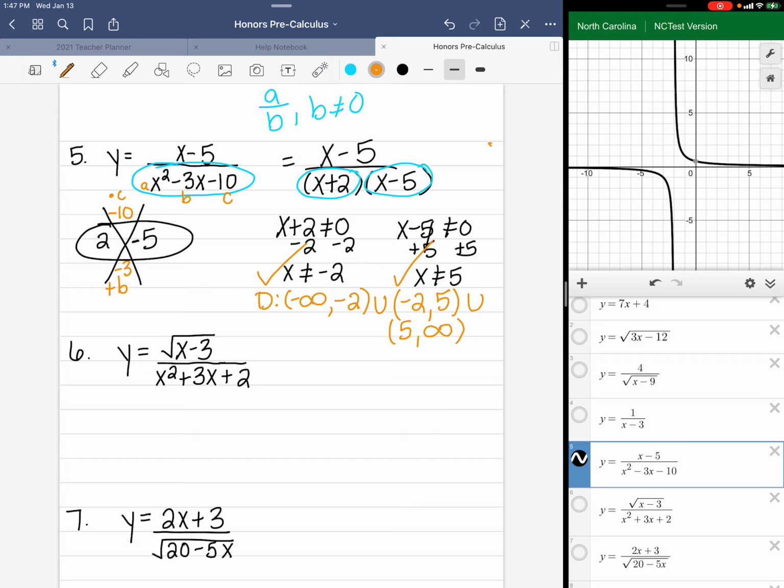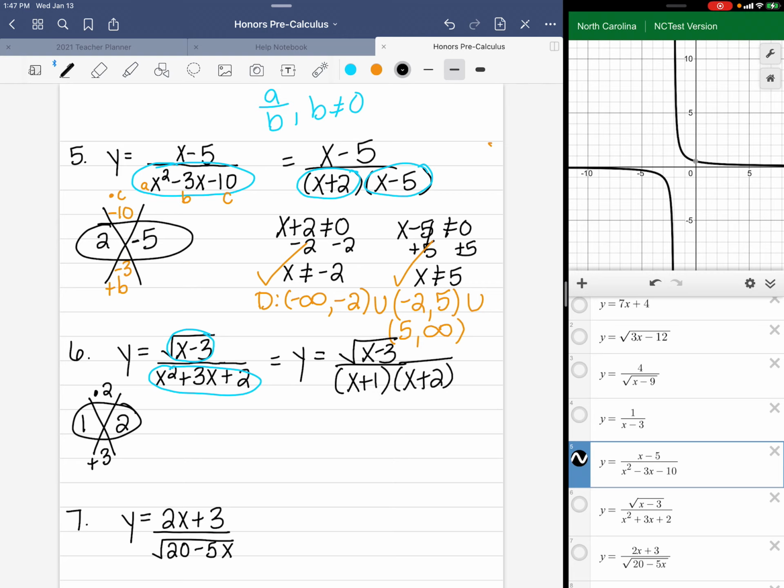All right, so for number 6, this is a combination of both. So this time we're going to have to look at the combination here. So I have the square root and I have the denominator. So the first thing I'm going to do is factor that denominator. So I need to know what multiplies to give me 2 but adds to give me 3. So we should be able to see that that's 1 and 2. So this is going to simplify to (x + 1)(x + 2).